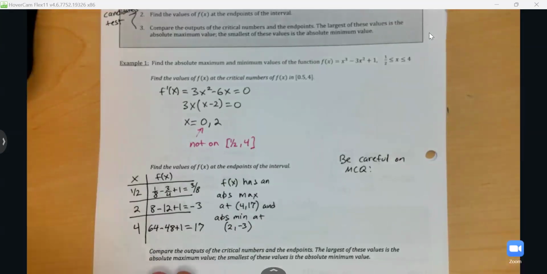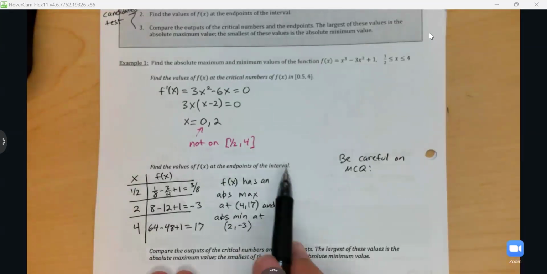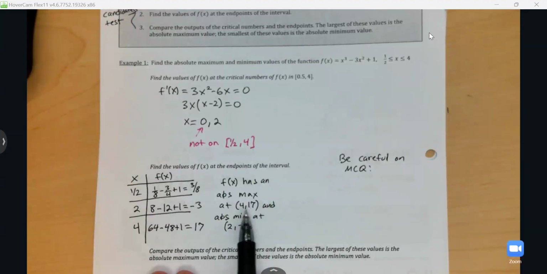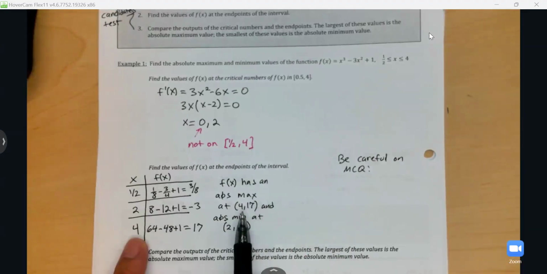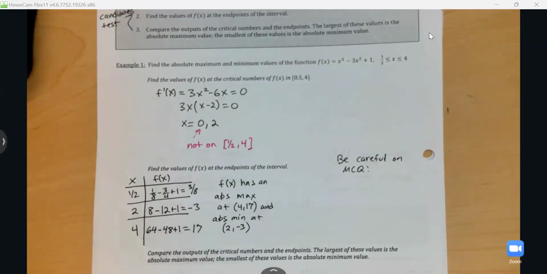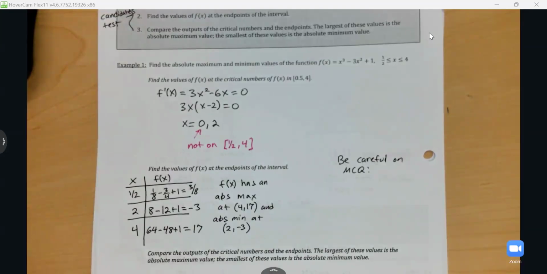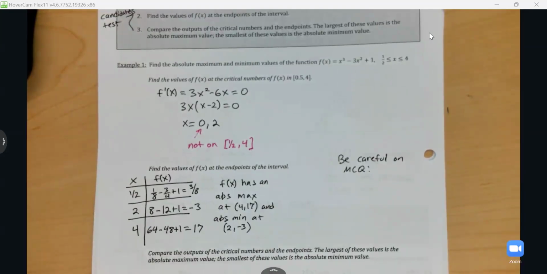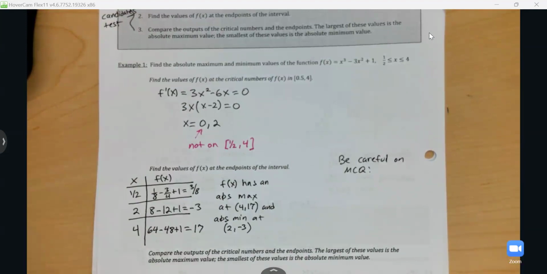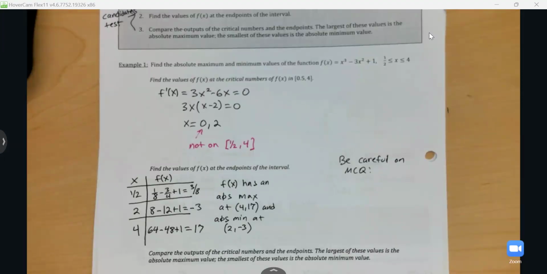However, on a multiple choice, you've got to be careful about the wording. Because on an FRQ, you're always safe in just reporting what the full coordinate point is. Okay, so notice how I wrote (4, 17) is my max. My minimum is (2, -3). But on the multiple choice, they might be asking it in such a way where you need to give the x value for some questions. And on some other questions, they might be asking you for the y value of your max. So you have to make sure you read your question very carefully to figure out which one they want.